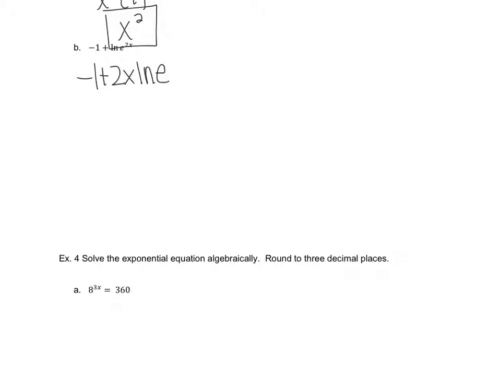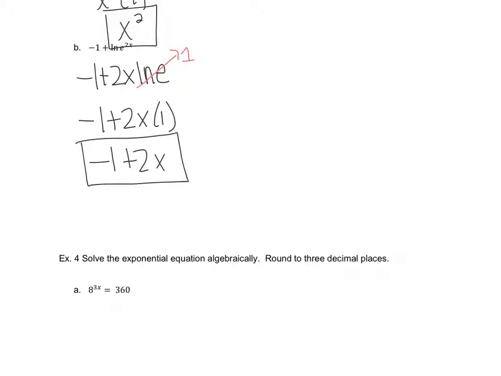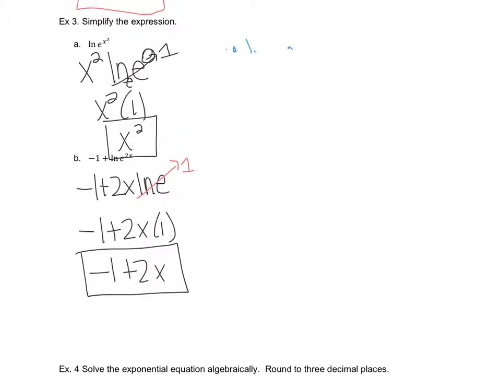Okay, and when I do that, again, this will go to 1. So I'm going to write my answer as 1 plus 2x times 1, which, 2x times 1 is just 2x, and that is my simplified expression. So when you see problems just like that, just know you're using those log rules that you learned last time to help you simplify it down.